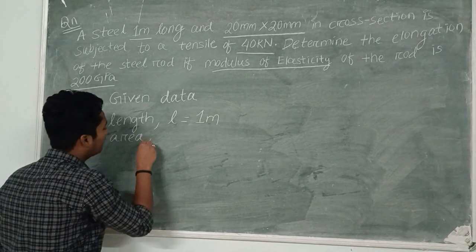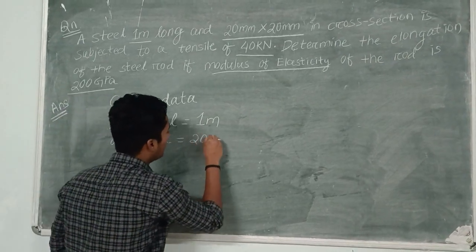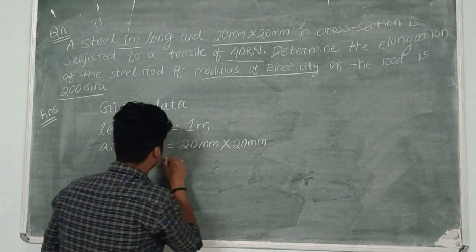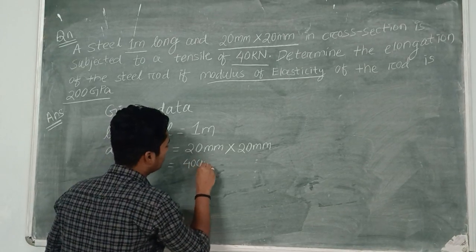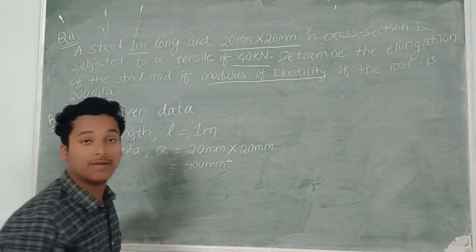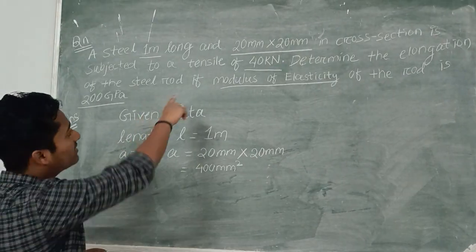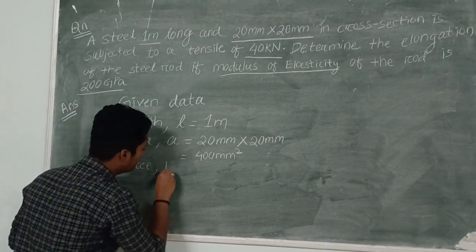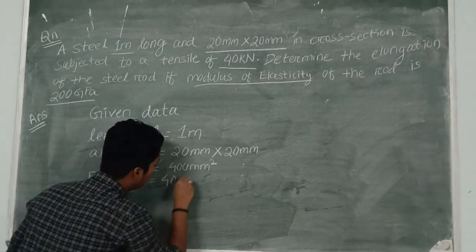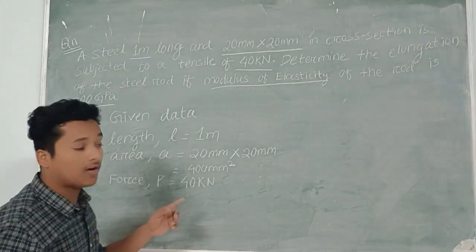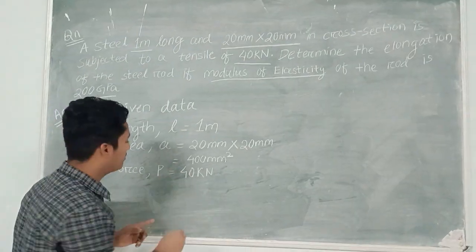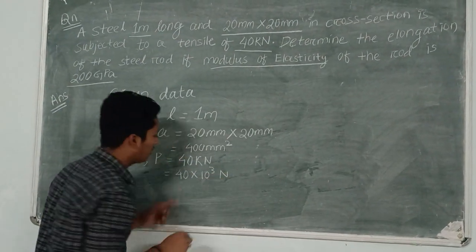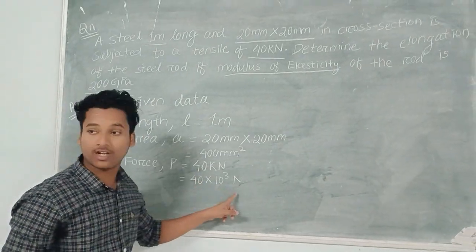Area A is 20 mm into 20 mm, which is equal to 400 mm square. And lastly, tensile force, that is force, I have written P, that is 40 kilonewton. Everything is in SI unit, so I have calculated in Newton only. Kilo means 10 to the power 3, so 40 into 10 to the power 3 Newton.